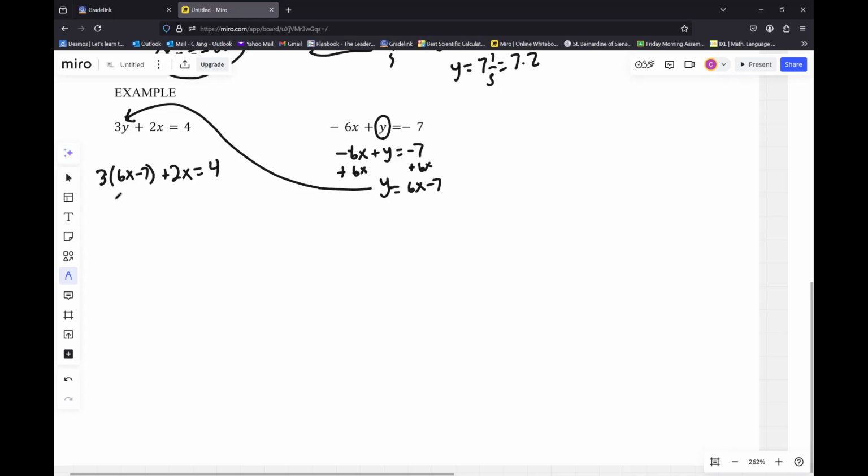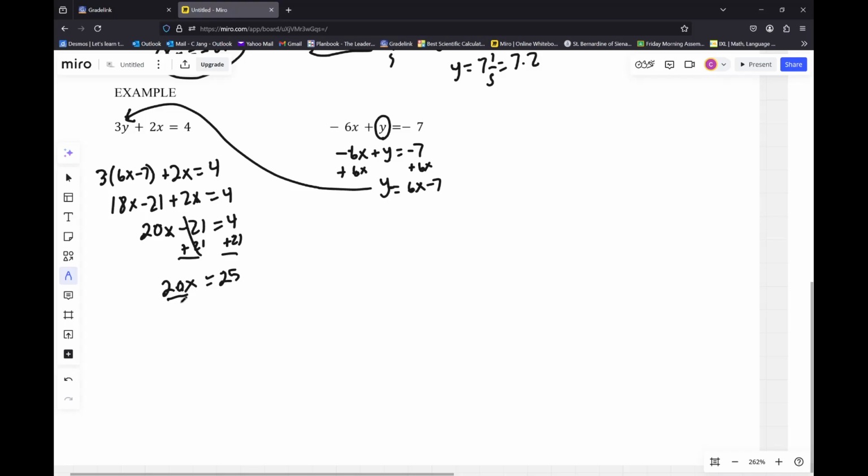I'm going to use distributive property: 18x minus 21 plus 2x is equal to 4. 18x plus 2x is 20x minus 21 is equal to 4. And then I'm going to add 21 to both sides. And I get 20x, remember these cancel out, is equal to 25. Again, lots of algebra. If you like algebra or it's relaxing to you, you're going to love this, okay? 20x is equal to 25.